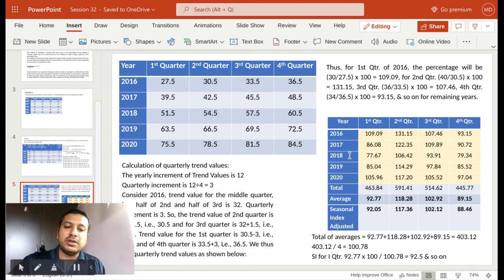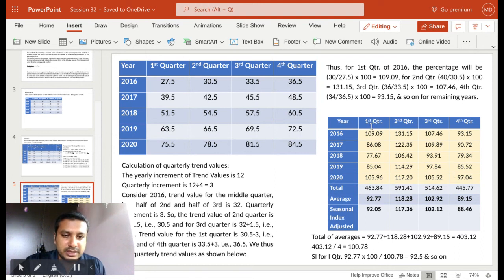So like that, all the values you have to calculate from 2016 to 2020. This is a bit lengthy calculation. Normally they don't ask it in the exams, but for your information you have to learn it. So this is the ratio to trend method.